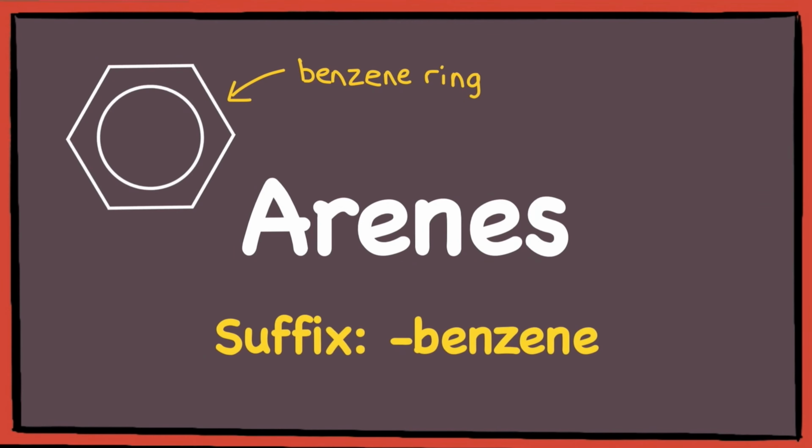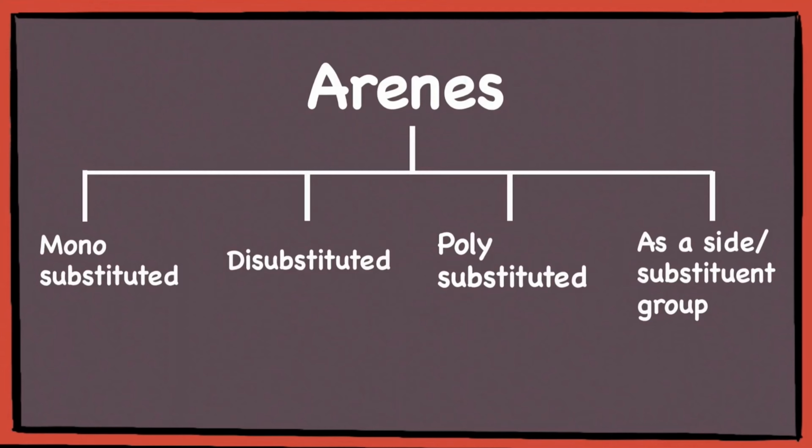For arenes, they have this hexagonal ring structure with a circle inside called a benzene ring, and arenes usually have the suffix benzene. There are 4 types of scenarios that we need to know when it comes to naming arenes, namely monosubstituted benzenes, disubstituted benzenes, polysubstituted benzenes, and when the benzene ring is treated as a substituent group.